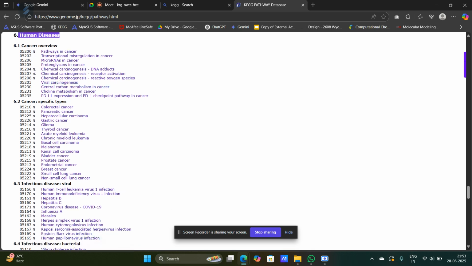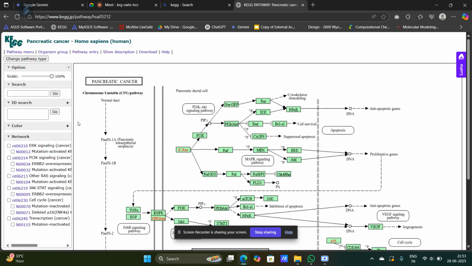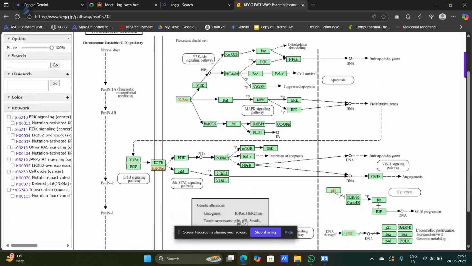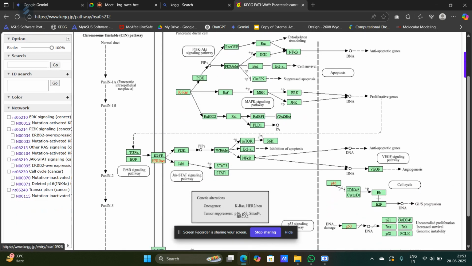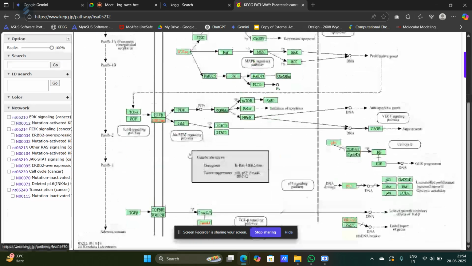There is cancer, cancer related pathways, and specific types of cancer: colorectal cancer, pancreatic cancer, and a specific pathway related to pancreatic cancer. If you just click on this, for example, you will be redirected to this page, and the diagrammatic representation that you can see looks like a flow chart. This is the pancreatic cancer pathway.